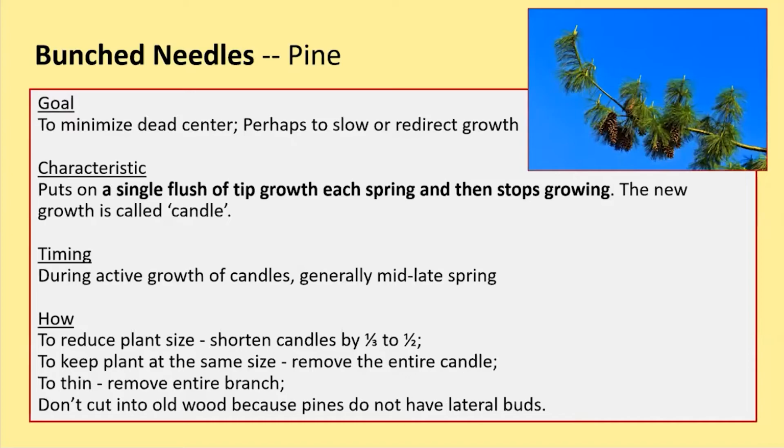Pines grow out one flush a year, and we call them candles because they look sort of like candles. And so the thing you can do, especially with the dwarf conifers where you want to control size, you can shorten the candle and therefore reduce the amount of new growth for the season. You can keep the plant at the same size. It's kind of drastic, but you can remove the entire candle. And the best time is when the candle is actively growing to do this pruning.